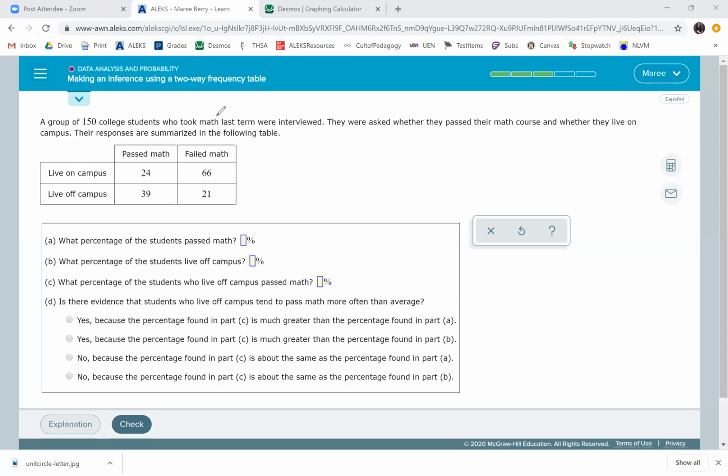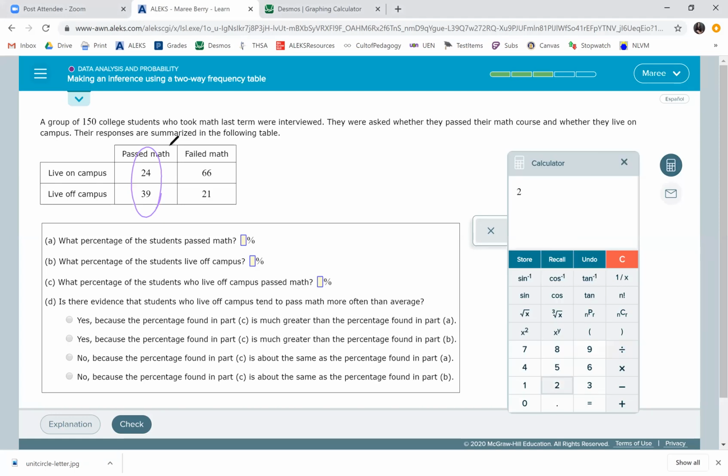150 college students. Oh, this is just like our example. What percentage of students passed math? So we're going to have to add 24 and 39 and divide by 150. So 24 plus 39 divided by 150 is 42%. You times that by 100 and you get 42.